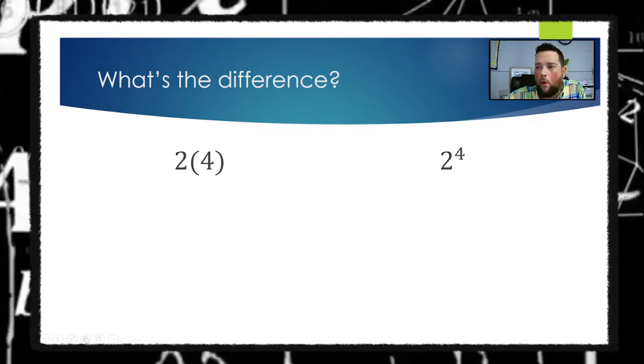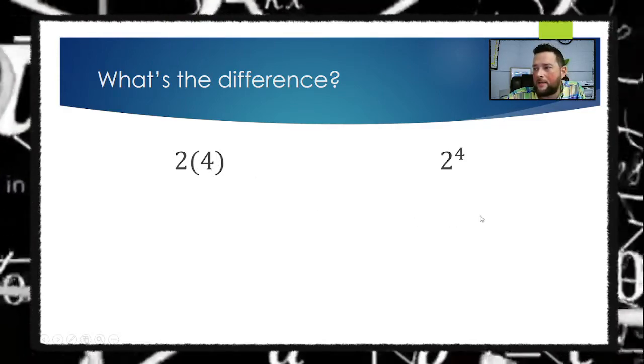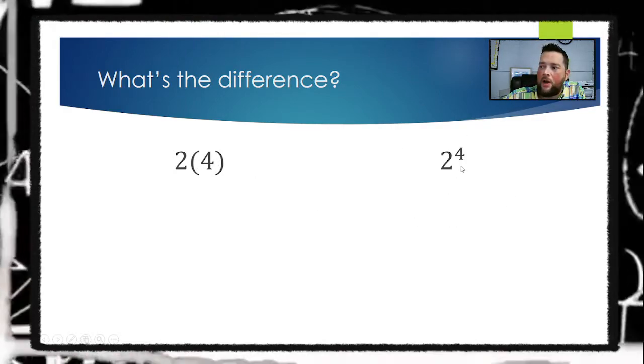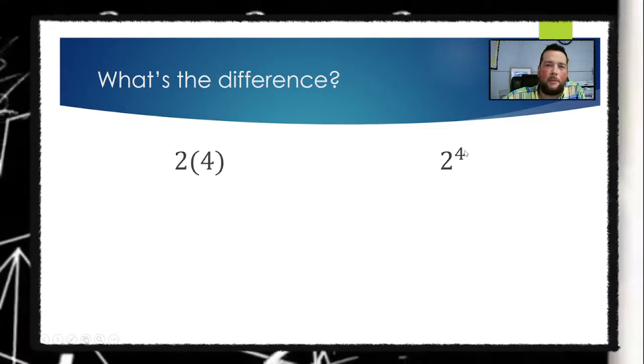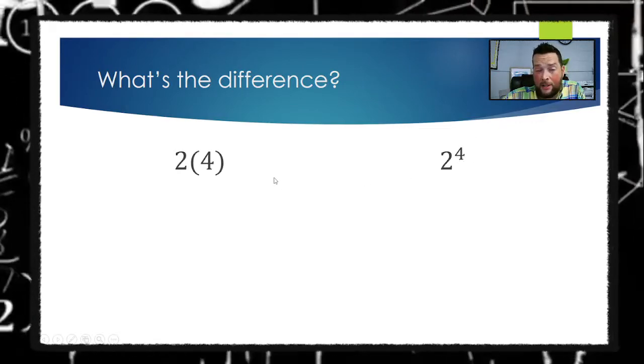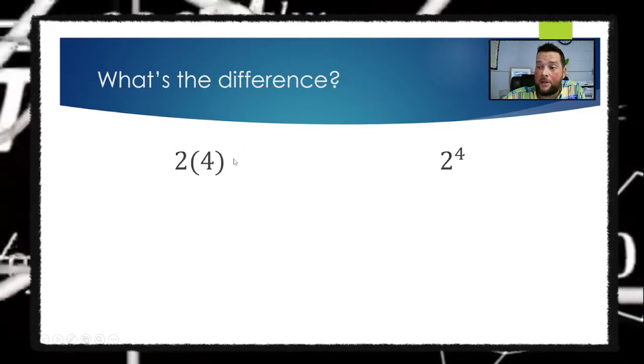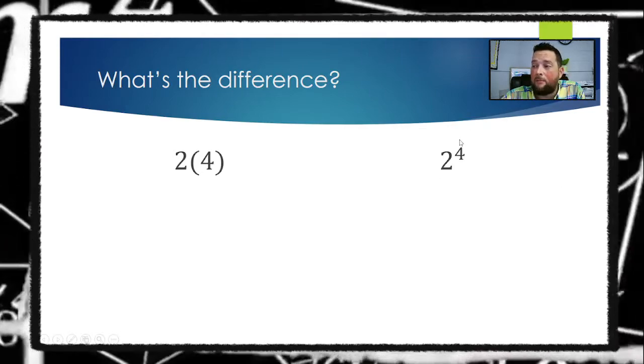All right. This first question is, what's the difference between these two expressions? You have one expression that has a 2 next to a parentheses with a 4 on the inside, and the other expression over here, you have a 2 with what looks like a little baby 4 up to its top right. And the answer is one of them is repetitive addition, and the other one is repetitive multiplication.